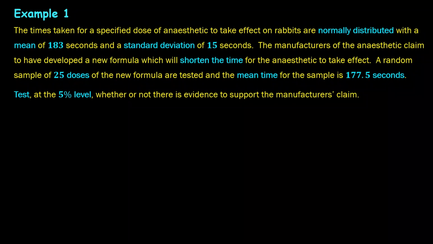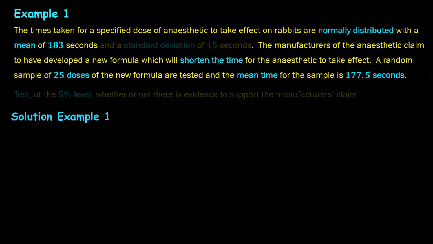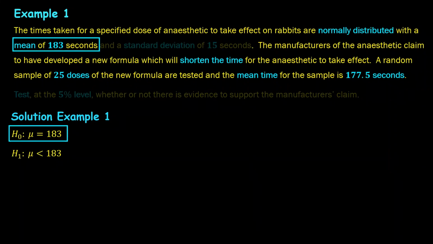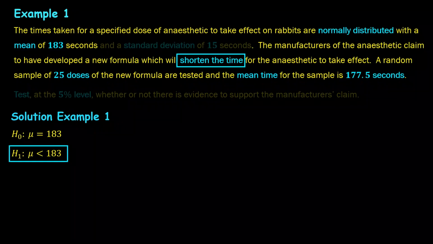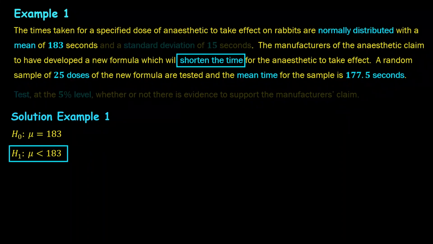We've highlighted the sample size, which is n equals 25, and the new mean time, which we're going to test, 177.5 seconds. And finally, we've highlighted the level at which we're testing, namely 5%. So let's begin to solve this. Let's write out the hypotheses. H0: mu equals 183, and H1: mu less than 183. Has the time shortened or not?